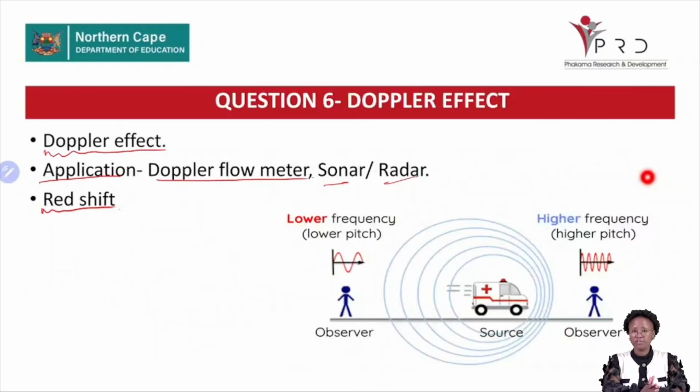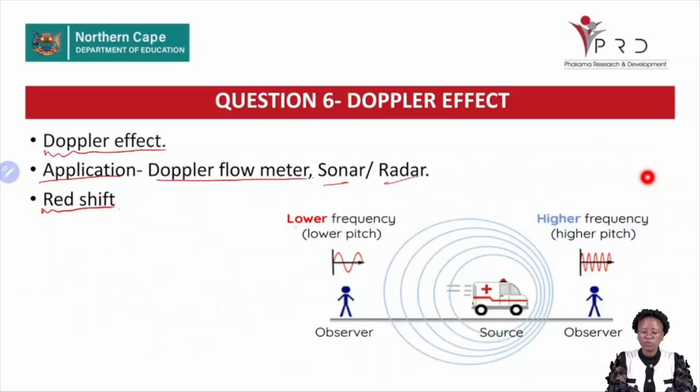Remember, redshift is when the spectral lines are shifted towards the red, where they have longer wavelength, and then we have lower frequency, which is an indication that the star is moving away. It's normally used by astronomers. So go and check the definition of what redshift is.